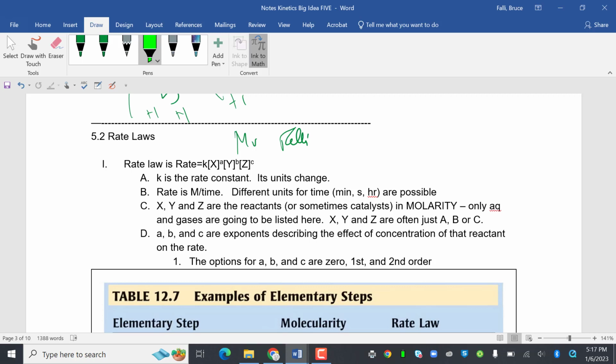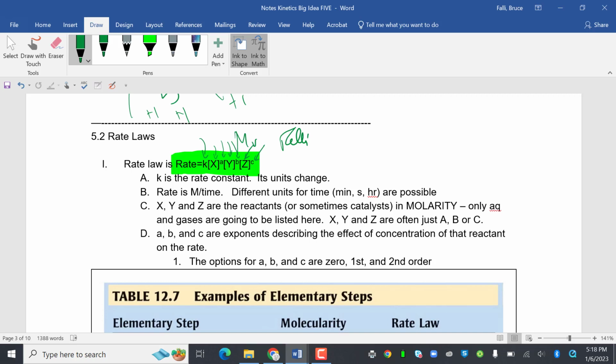Okay, so first of all, you got to get comfortable with the fact that rate law just plain old looks like this. The rate of something equals a constant k times the concentration of one thing raised to a power, concentration of another raised to a power, concentration of another raised to a power. Now, I use x, y, and z and a, b, and c so you don't think that those are related to each other, because they're not.